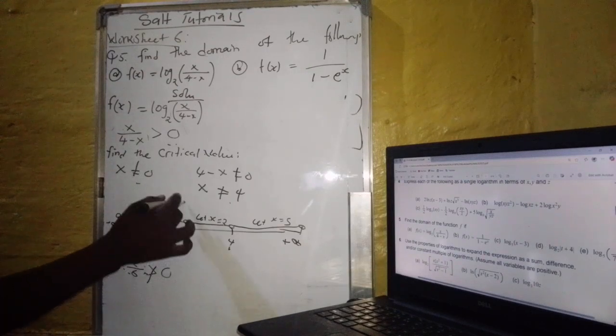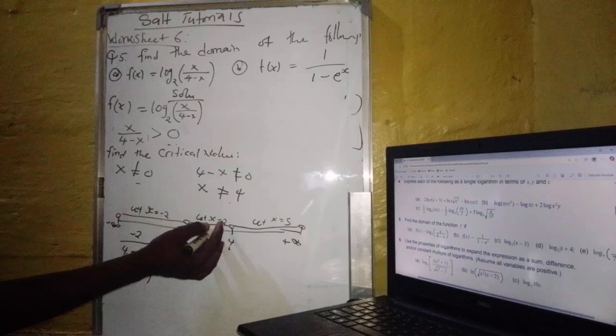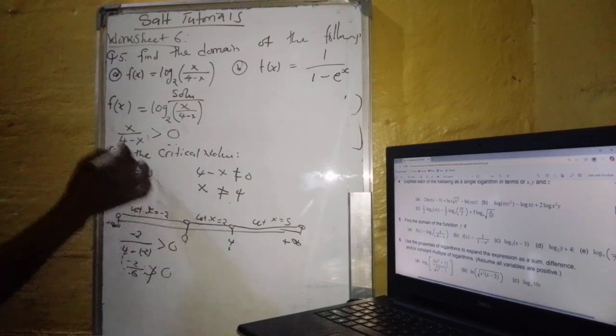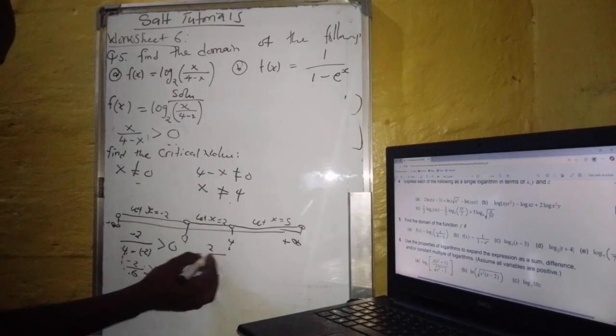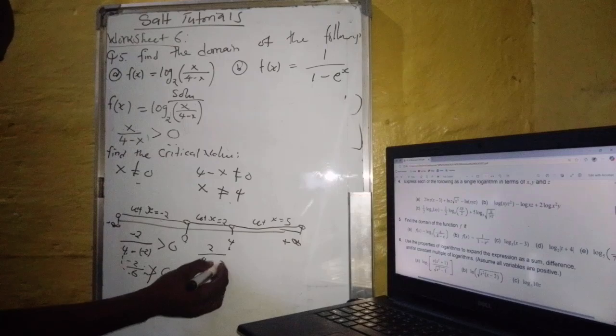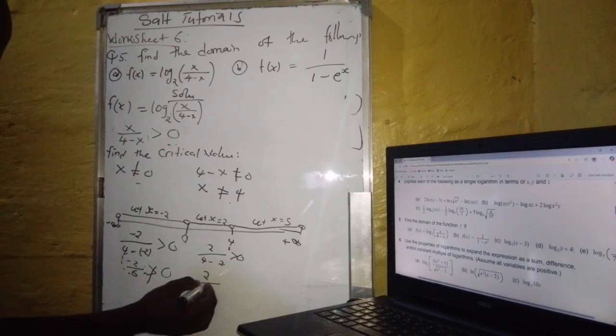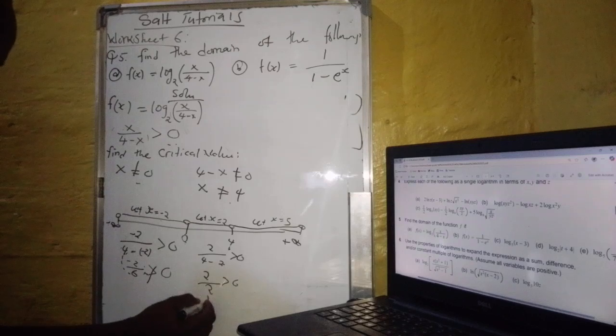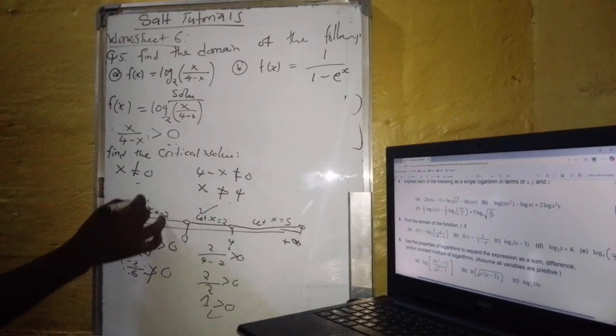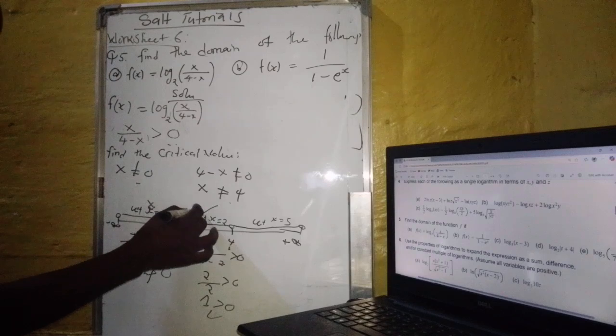Let's test the second interval with positive 2. If I put positive 2 there, 2 over 4 minus 2, is it greater than 0? I'm going to have 2 over 2, which is 1. Is 1 greater than 0? Yes. So this is a correct interval. This is a wrong interval. This is a correct interval.